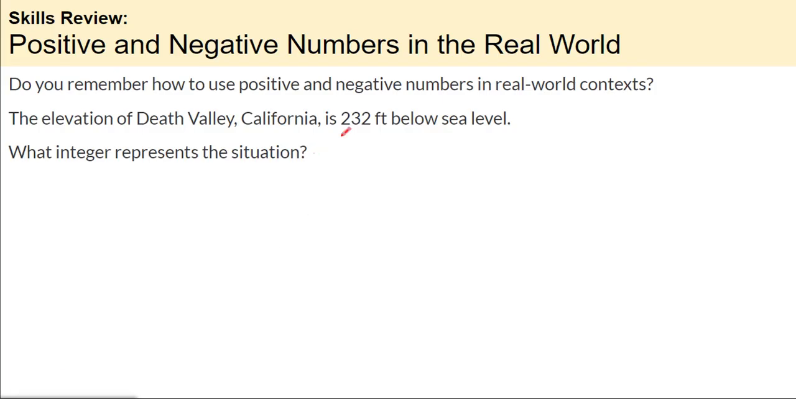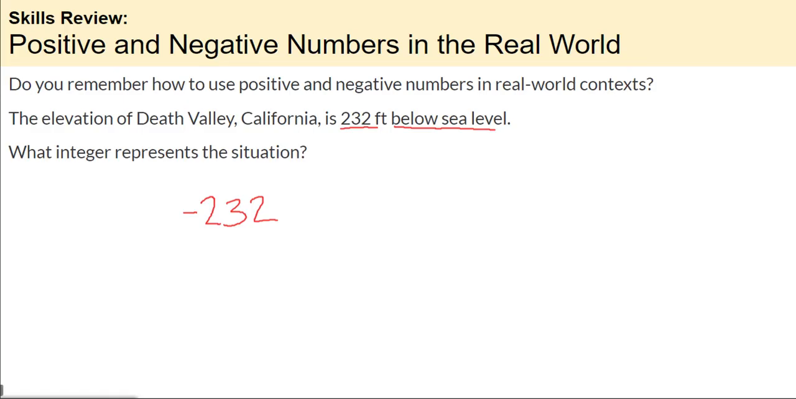We have 232. That's our only number. We have to figure out what type of integer it is. Is it positive or negative? If you said negative, you're correct, because being below sea level is negative. Everything above sea level will be positive.